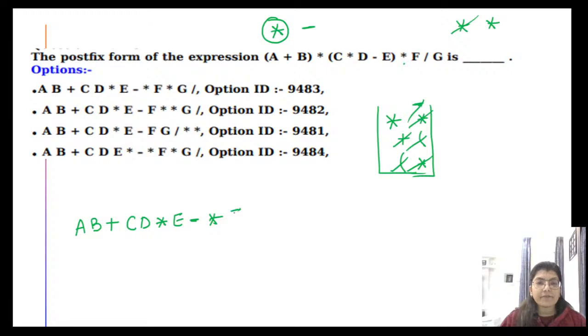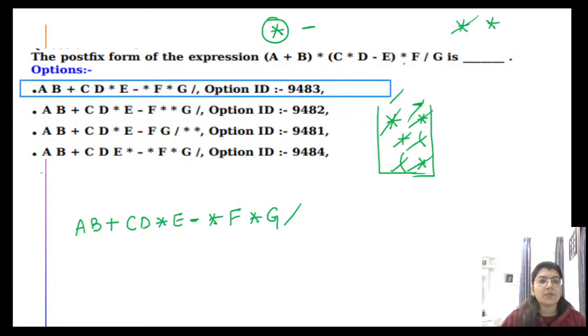Now I have F, then I have division. Division is of higher priority as compared to multiplication. Then, no, division is not of higher priority, they're of the same priority, sorry. So first I have to pop this multiplication, then I will enter this division, and then I have G and then this will also pop out. So the correct answer is option A: AB plus CD multiply E minus multiply F multiply G divide. The correct answer is A.